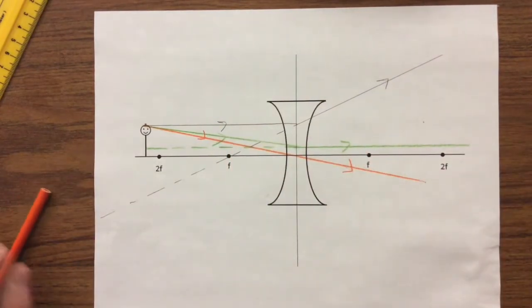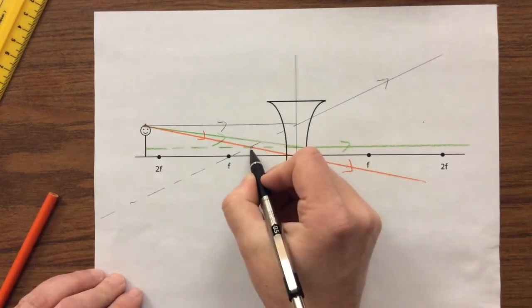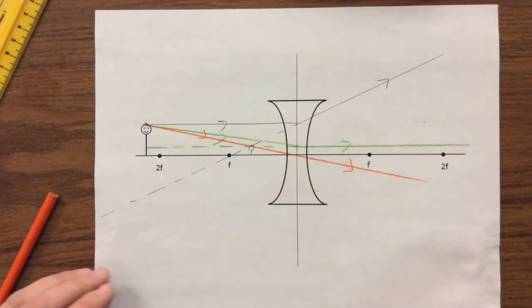And then I look for the spot where all three of these rays meet, which is right here. And that is where my image appears.